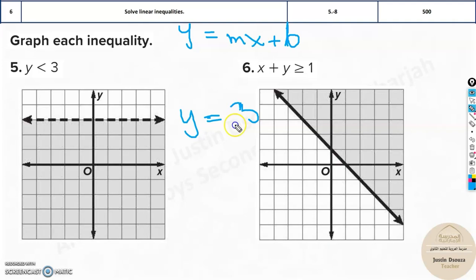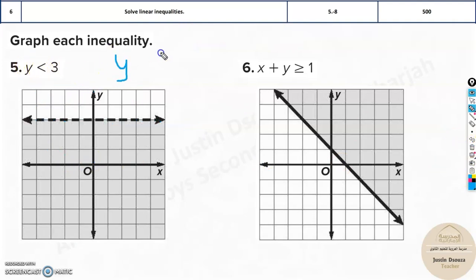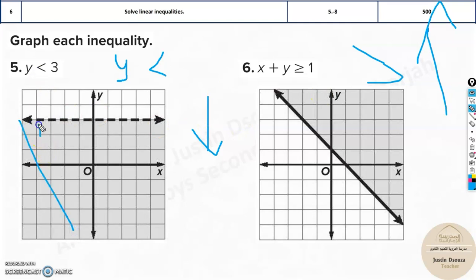Now, what would be the equation? At 3 over here, you should draw a dotted line because it is less than only. But which is the solution region? Is it upwards or downwards? Now let's look over here. y is less than. Less than means downwards in math, whereas greater than is increasing, it will go upwards. Less than, all the region downwards is the solution region.